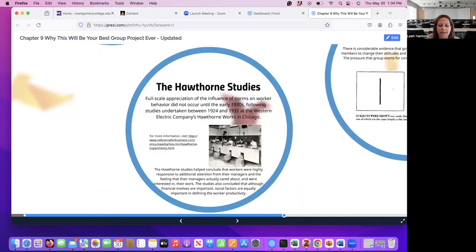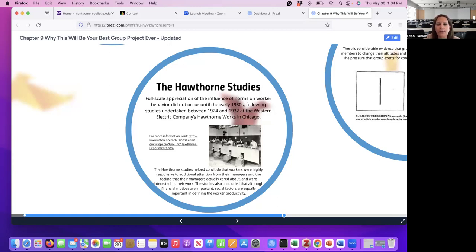The Hawthorne studies. These are on pages 143 to 144. The full-scale appreciation of the influence of norms on worker behavior did not occur until the early 1930s, following studies undertaken between 1924 and 1932 at the Western Electric Company's Hawthorne Works in Chicago. To get more information on this, there's a link here as well.